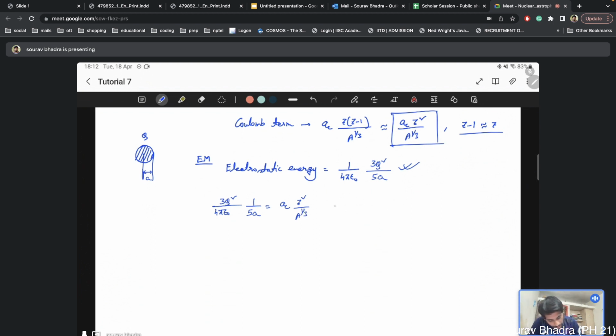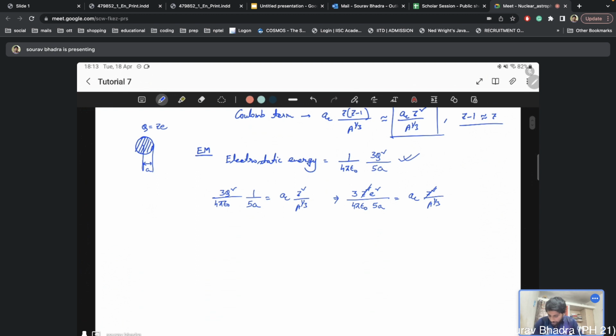Also you know that q, the total charge of the nuclei, can be written as z times e if your proton number is z, because all the charge of the nuclei is due to the proton. Neutron is the uncharged, or neutral, particle. So if we put q equals ze, that is z square divided by 4 pi epsilon 0 5a is a_C z square a to the power 1/3. So now you can see why we have taken that approximation z into z minus 1 equals z square, because we can cancel the z from both sides.